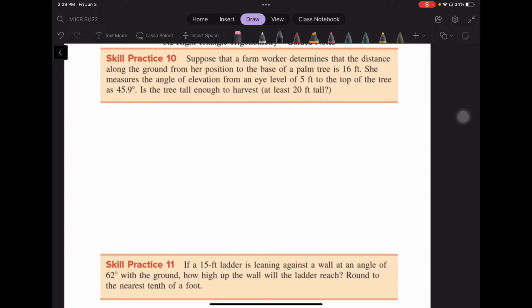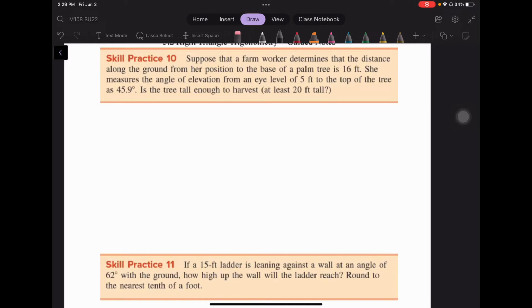Now we're going to do real world application for skill practice 10 and 11. Skill practice 10 says a farm worker determines that the distance along the ground from her position to the base of a palm tree is 16 feet. She measures the angle of elevation from eye level of 5 feet to the top of the tree at 45.9 degrees. Is the tree tall enough to harvest, which means it needs to be at least 20 feet tall?